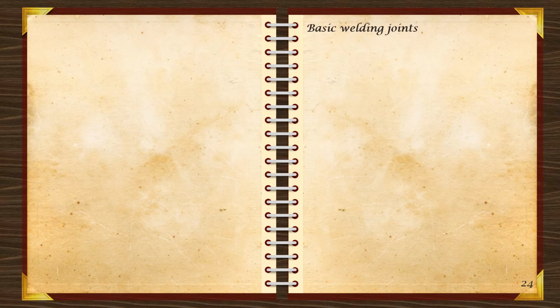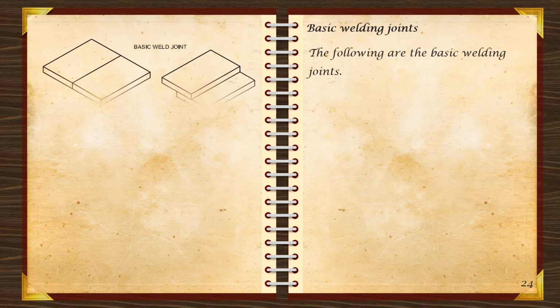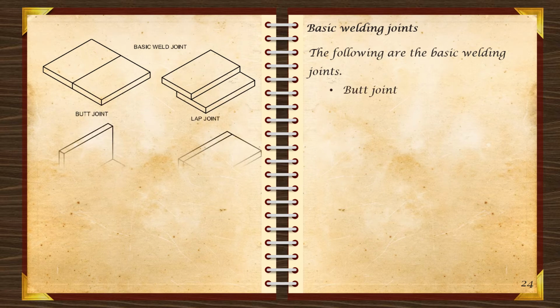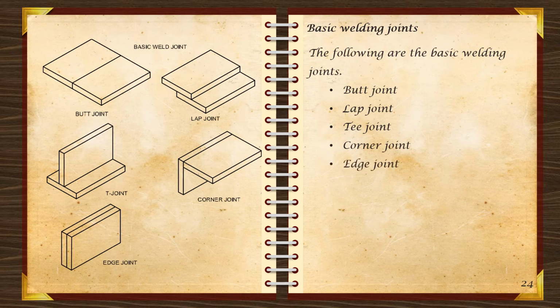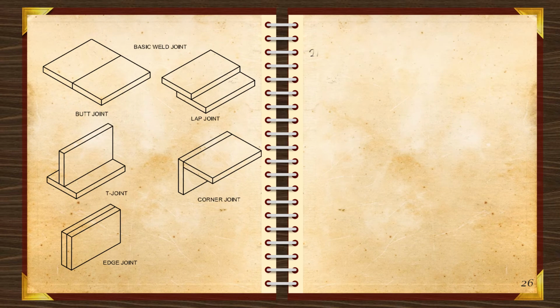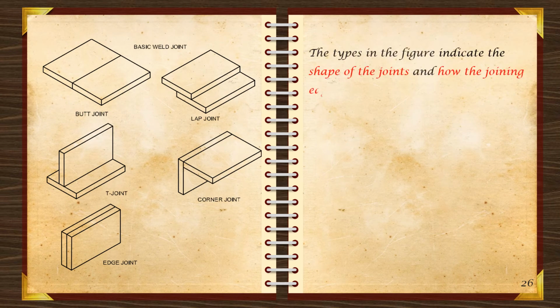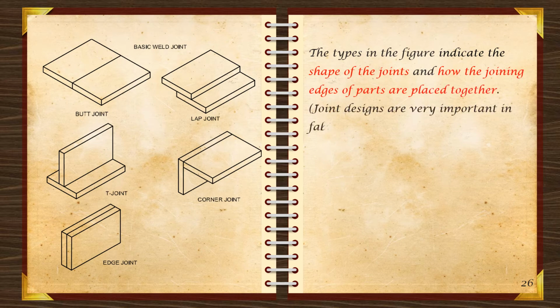Let's see about basic welding joints. The following are the basic welding joints: butt joint, lap joint, T-joint, corner joint, edge joint. The types in the figure indicate the shape of the joints and how the joining edges of parts are placed together. The joint designs are very important in fabrication work.